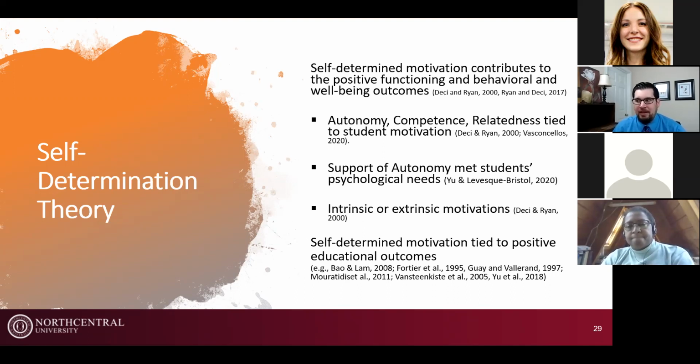And they differentiated between intrinsic and extrinsic motivation. Intrinsic motivation being, I'm doing it because I enjoy it, because I love it, because I'm engrossed in the material and I like it. Extrinsic motivation being doing it for the grades, for the rewards. Some of my friends growing up, I don't know if any of you experienced this, got paid for the number of A's they got. Self-determined motivation is tied to positive educational outcomes.